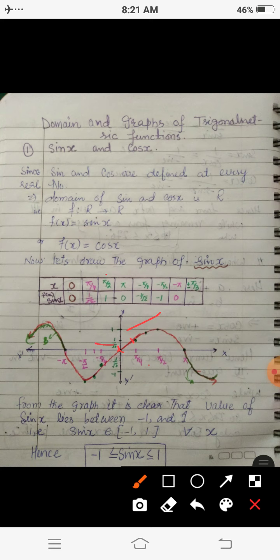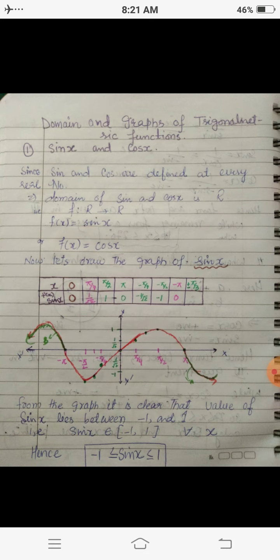Similarly, when we consider 90 degrees, which means pi by 2, it is greater than pi by 4, because pi by 4 is 45 degrees and pi by 2 is 90 degrees. So the point which is greater than another point, we have to represent it to the right on the real line. So we are representing pi by 2 here, because it is greater than pi by 4. And at pi by 2, the value of the sine function is 1. Here we have 1 as y, and we will join this. So the point here is pi by 2, 1, because x is pi by 2, y is 1.